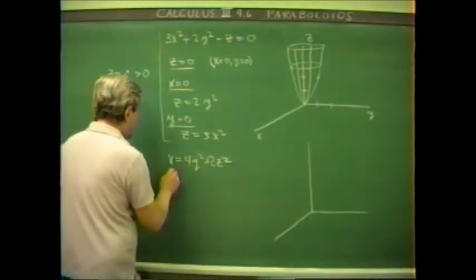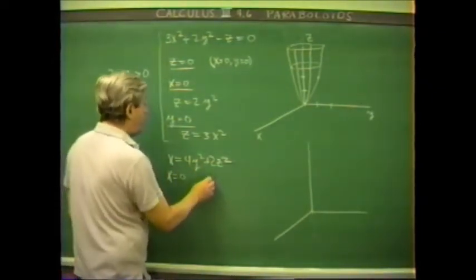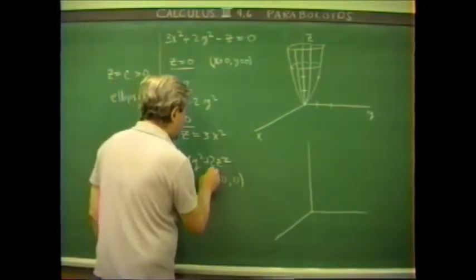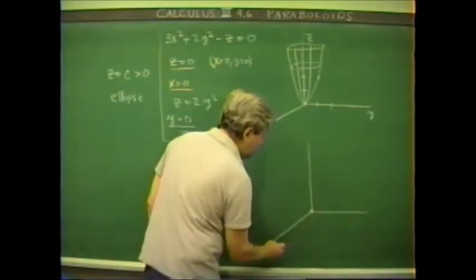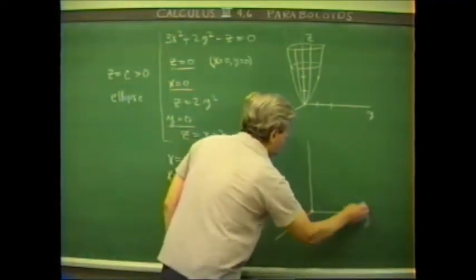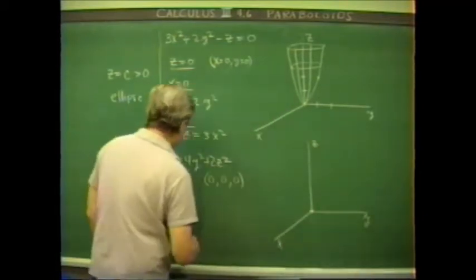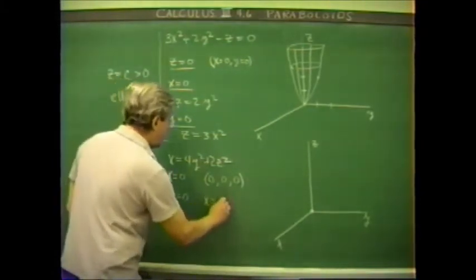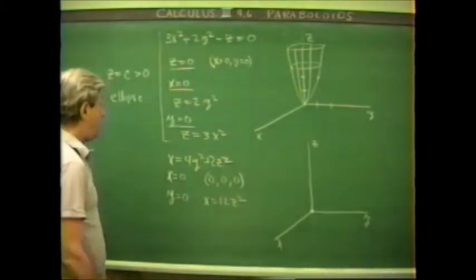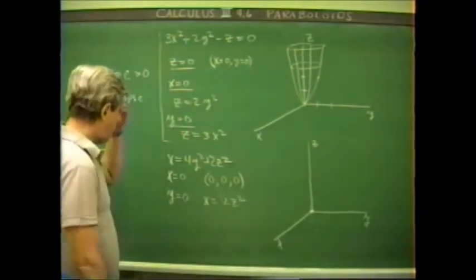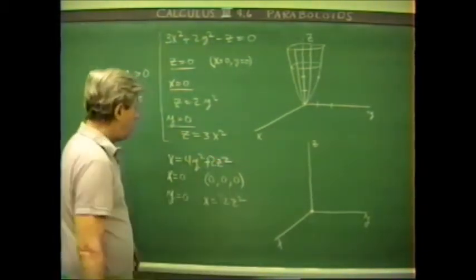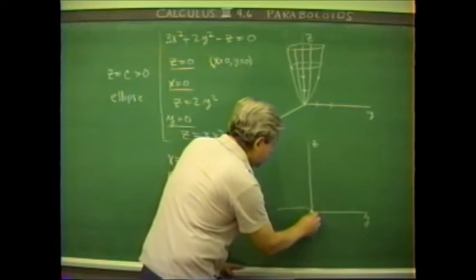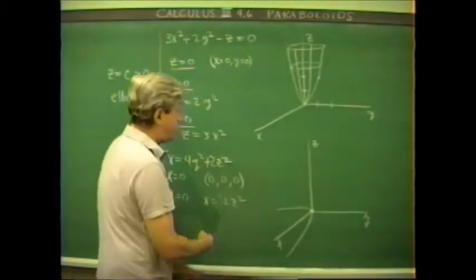When x is equal to 0, you get the single point, the origin. So 0, 0, 0 is on this graph, and it's the trace in the yz plane. When y is equal to 0, we've got x is equal to 2z squared. Right? So x is a function of z here, and we have a parabola that opens upward in this direction, like so. This opens toward us.